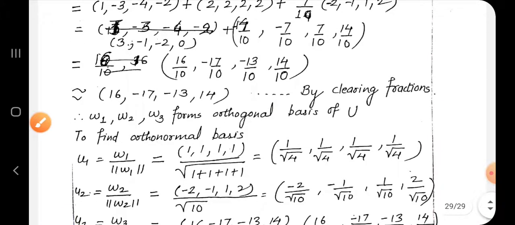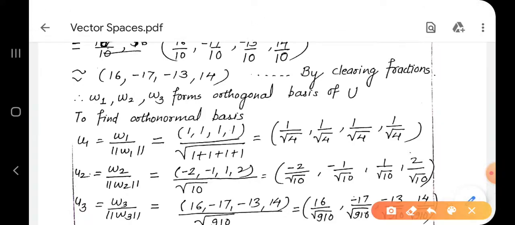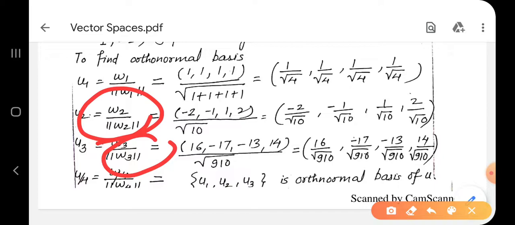Now we require orthonormal. So find the norm of each one and divide by it. Just like the norm of W1 is 4, so divide by 4. So I get 1 by root 4, 1 by root 4, 1 by root 4. That means 1 by 2, 1 by 2, 1 by 2. Similarly, do it for W2 and W3. You get the orthonormal basis.